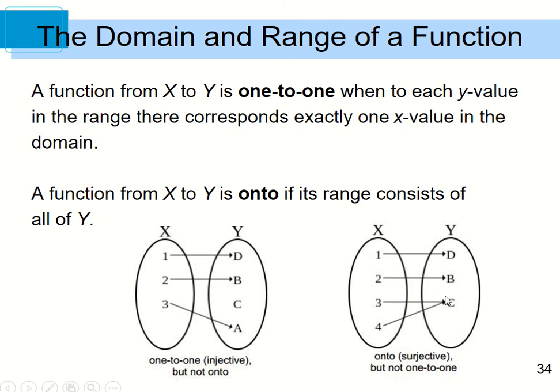However, in this function we can see all the elements in y are assigned by one value in x, so we call this an onto function. When all the values in y are assigned by a value of x, this is onto. And if one value of x is assigned to one value of y, then they are a one-to-one function. So now this is how we find the domain and range of a function.